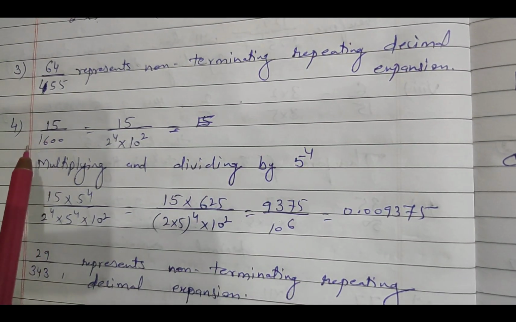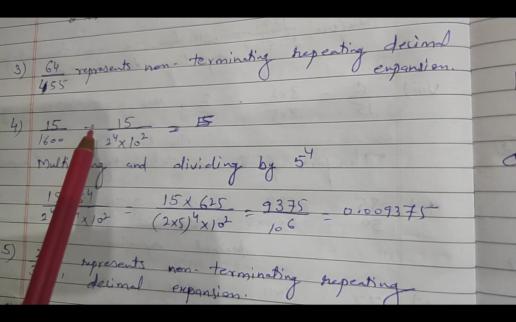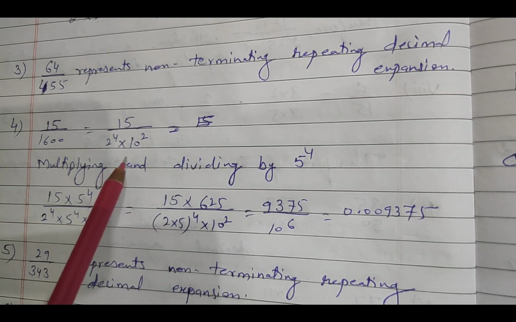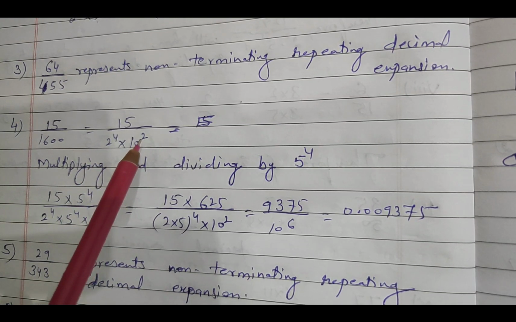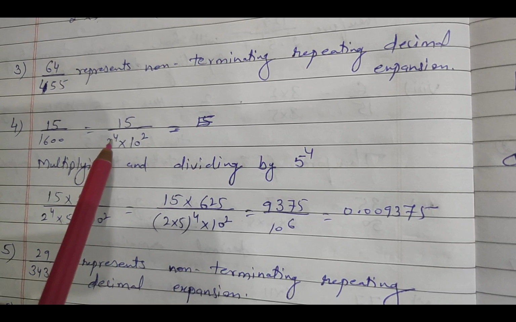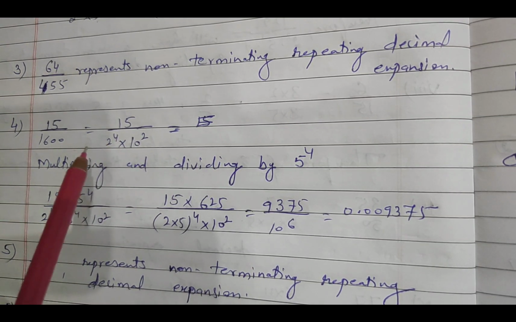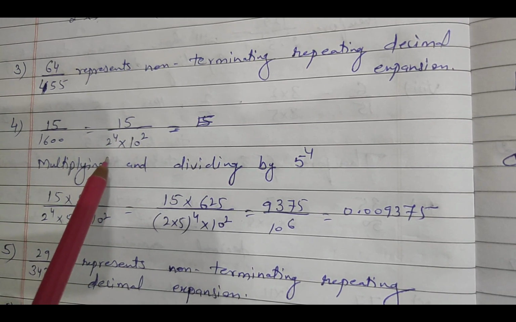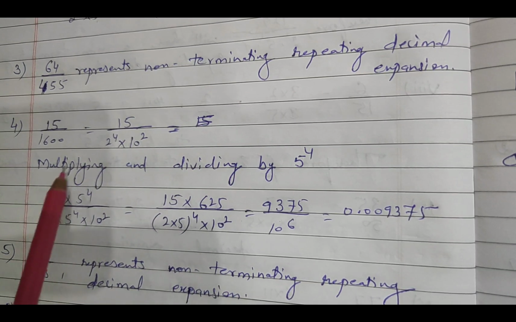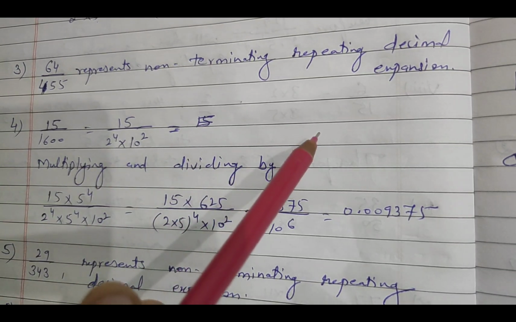Come to next, 15 upon 1600. So what I can see over here, 10 raised to power 2 is already there. Here 2 raised to power 4 is there. So I can multiply it by 5 raised to power 4. Remember, the same power should be there. Then only I can convert it into 10 raised to power something. So multiplying and dividing by 5 raised to power 4.